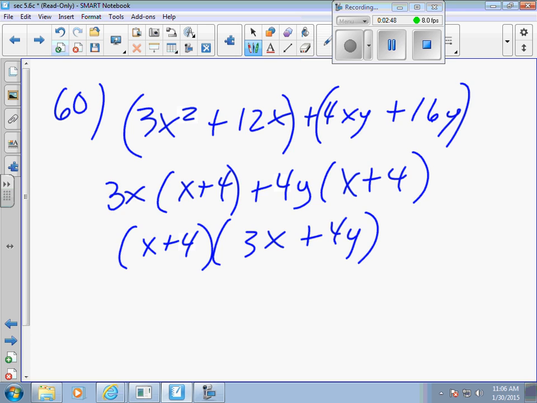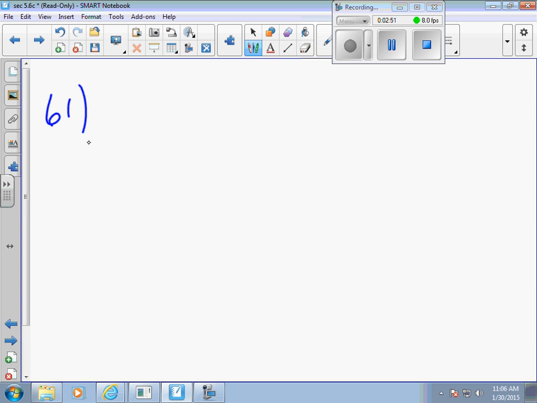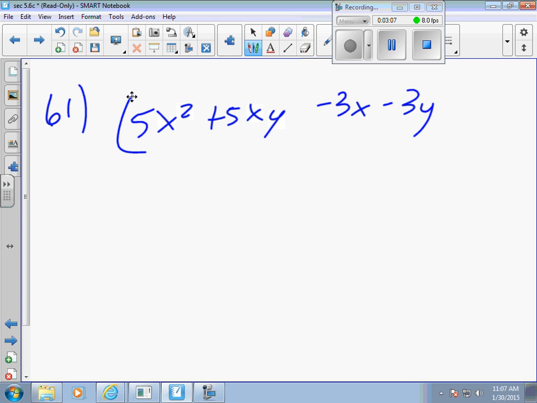On number 61, very similar to the last example, except for that minus sign on the third term. When we group these together, we're going to look for greatest common factor. There isn't one, so group the first 2 together, group the last 2 together. Notice that in this case, I brought the negative sign in with that term and put a plus sign between them. If you don't bring that negative in, you got to switch this sign, which people forget to do. So bring the negative in.